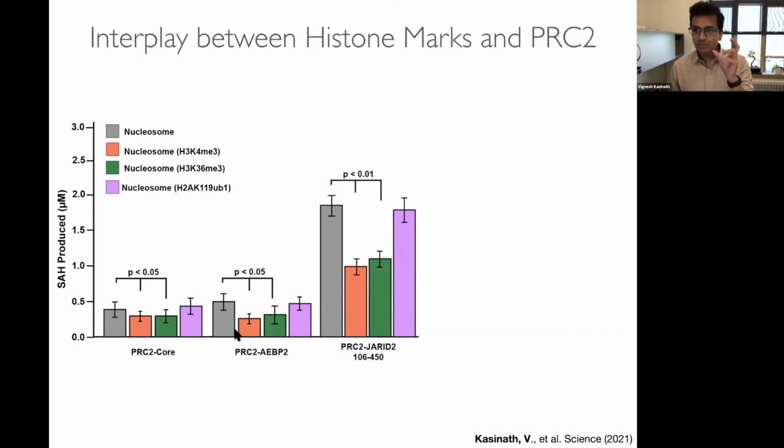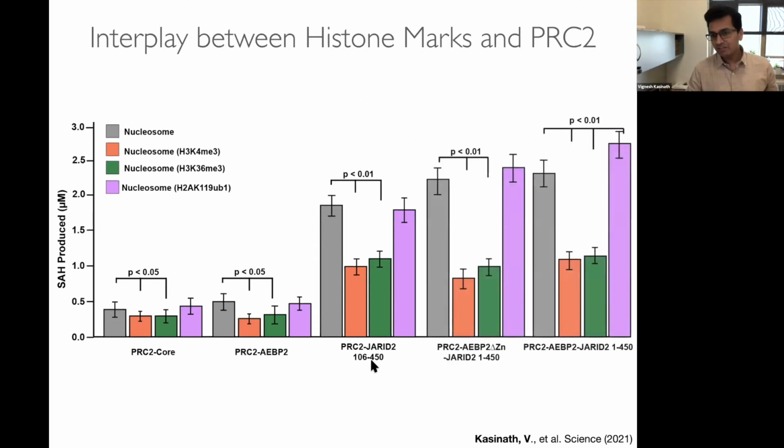However, in the presence of JARID2, which has this allosteric activation segment, the segment that gets trimethylated by PRC2, we see a dramatic increase in methyltransferase activity of PRC2. There's no change when you have a ubiquitin on the nucleosome, because this segment of JARID2 does not contain the ubiquitin interaction segment. However, in the presence of K4 and K36, we now observe higher activity on these nucleosomes as well, which is a little bit surprising because K4 and K36 had been shown to inhibit PRC2 activity. When we have both AEBP2 and JARID2 and different combinations of these, we still see partial activity on the K4 and K36 nucleosomes.